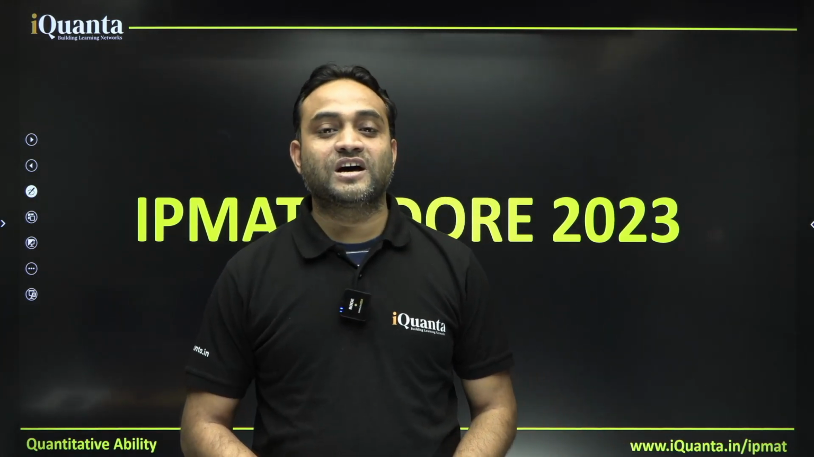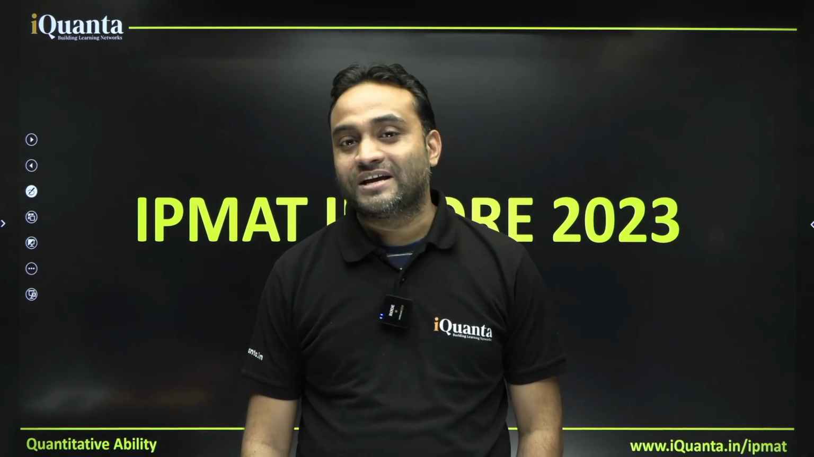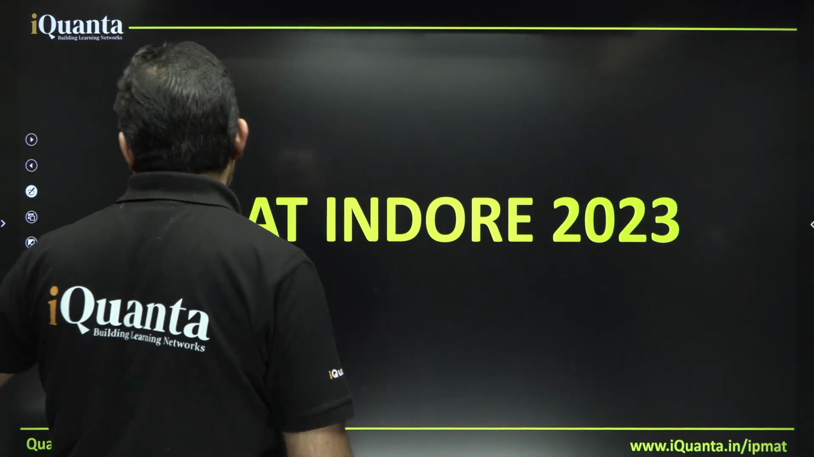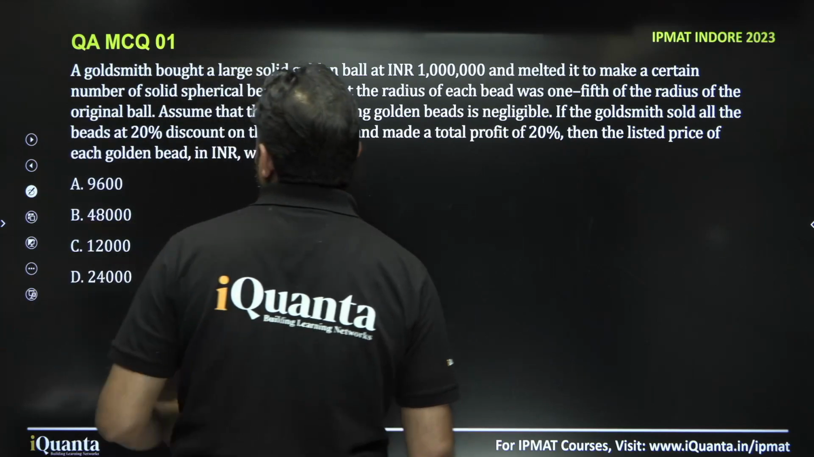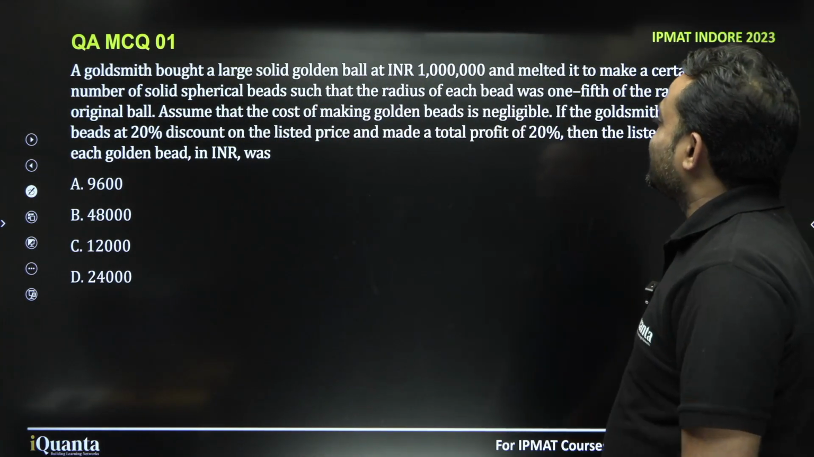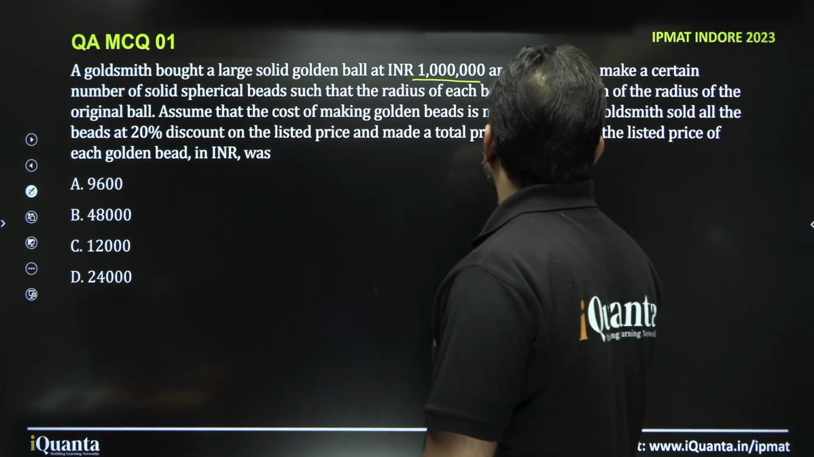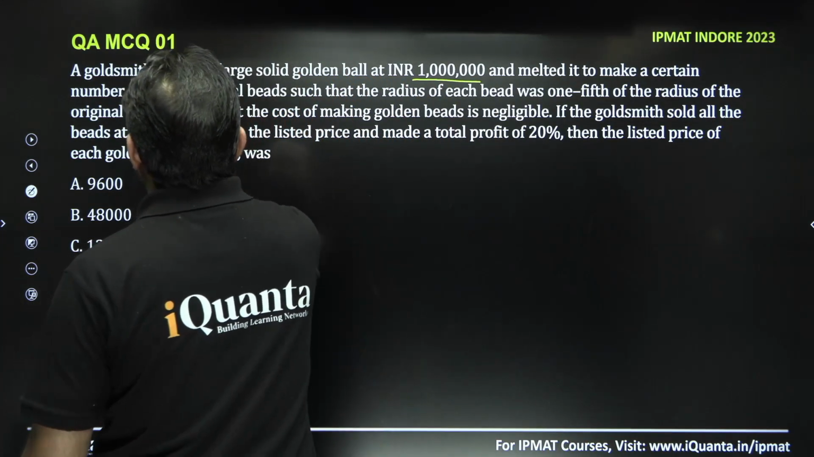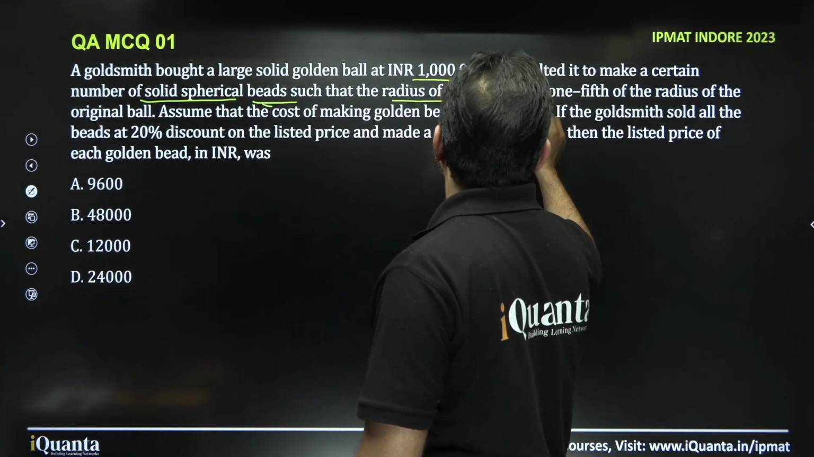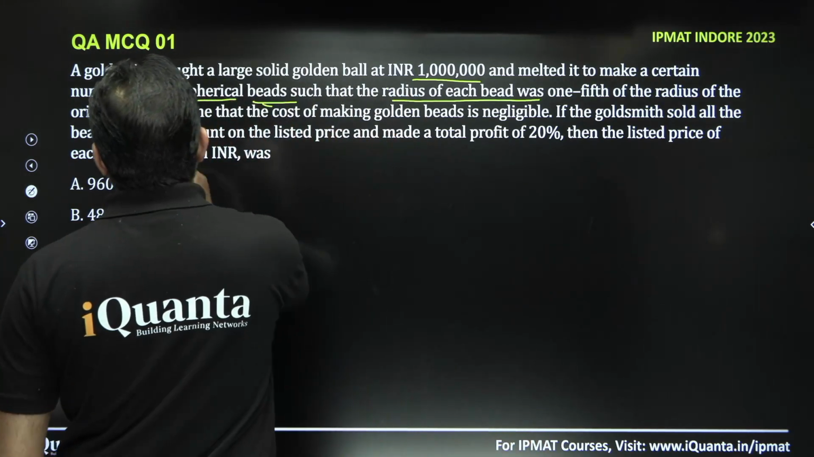So in this session we are going to discuss IPMAT Indore 2023 Quantitative Aptitude Section MCQ problems. Question number 1 says a goldsmith bought a large solid golden ball at 1 million INR or 10 lakh rupees and melted it to make a certain number of solid spherical beads such that the radius of each bead was 1/5 of the radius of the original ball.